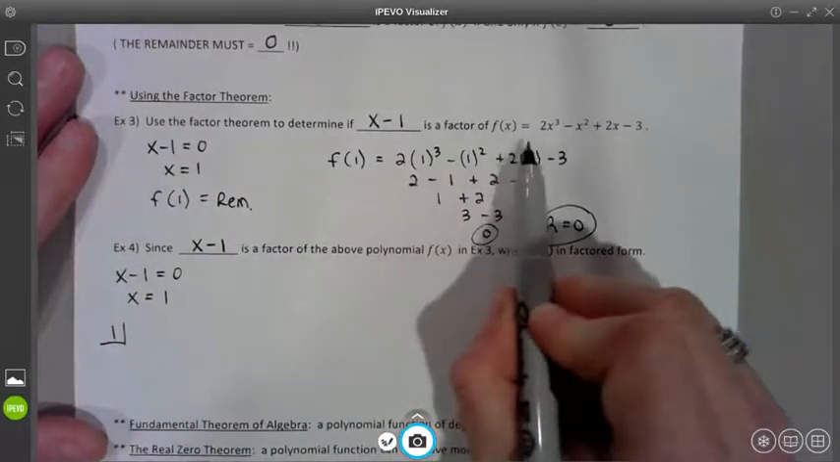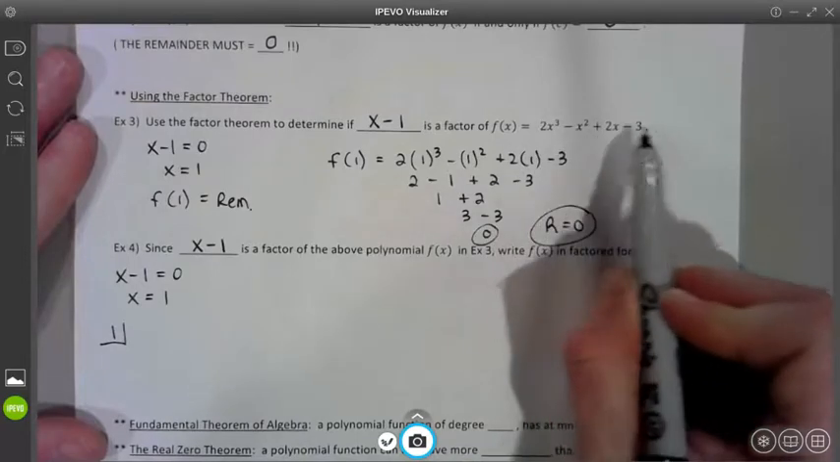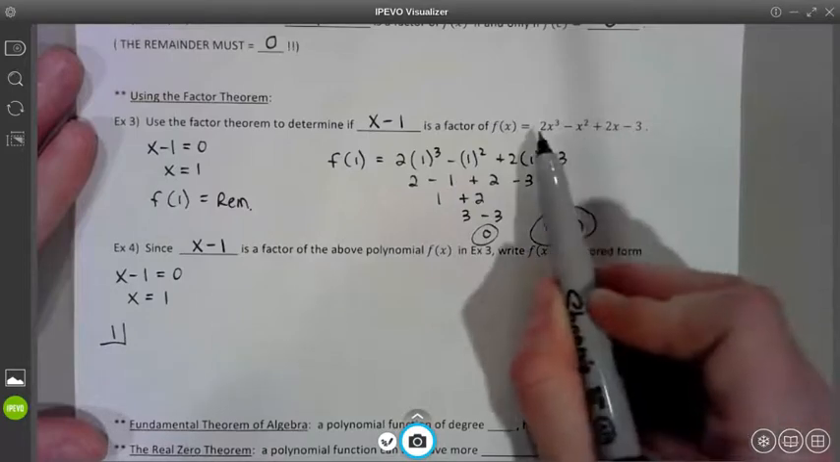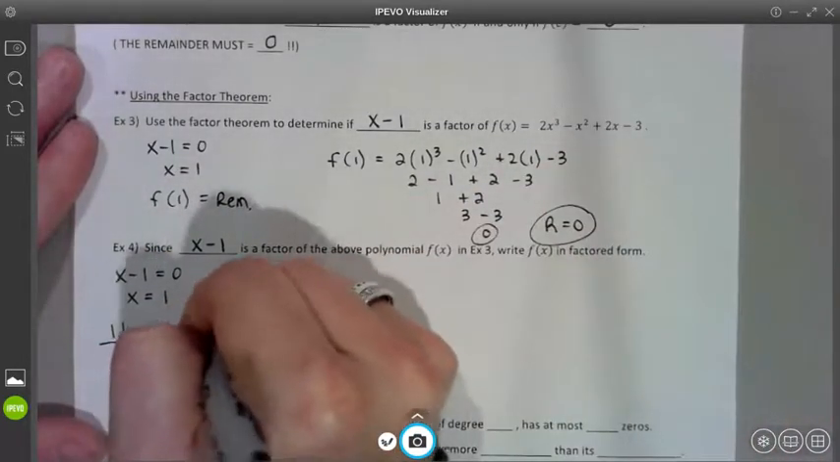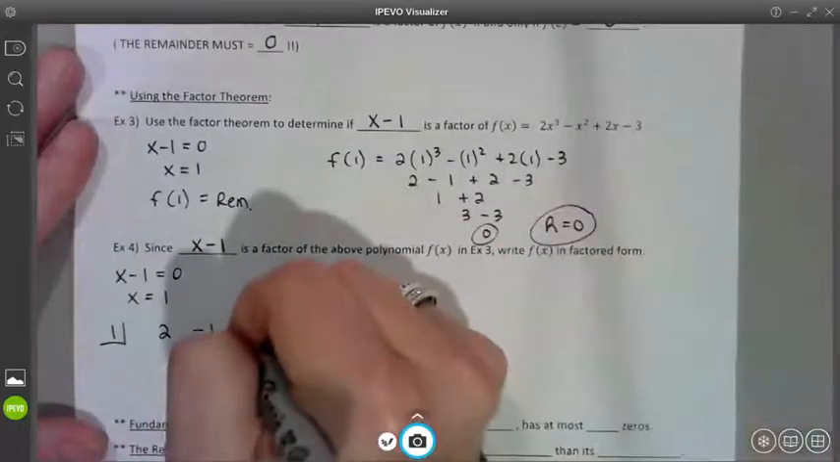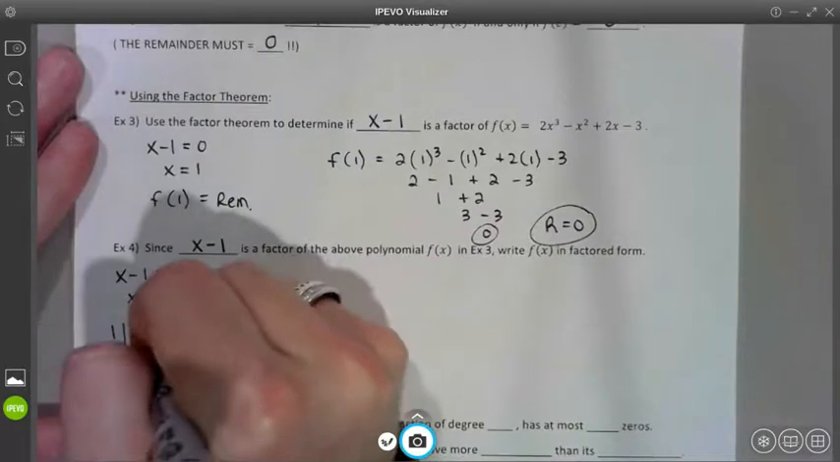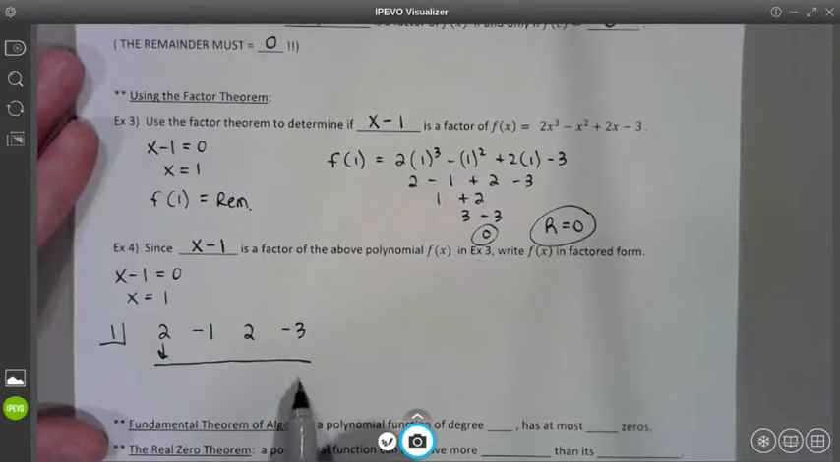All right, now I'm going to gather my coefficients, right? I have a degree 3, a degree 2, a degree 1, and then a just number. So I'm not missing any terms, so I don't have to fill in any 0 coefficients. So I'm going to start with my coefficient of 2, and then my coefficient of negative 1, my coefficient of 2, and my coefficient of negative 3, and I'm going to be able to use synthetic. Now again, I know my remainder is 0, so I better get a 0 as my last number.